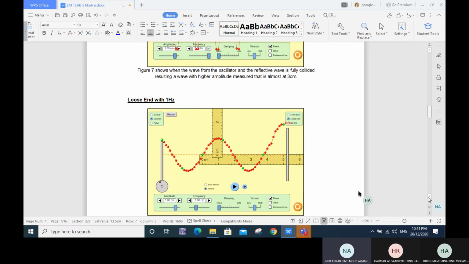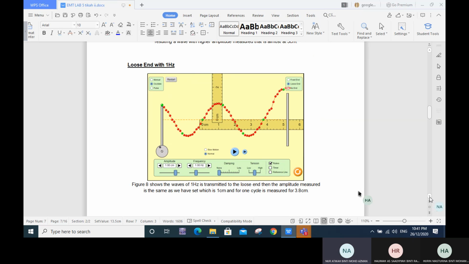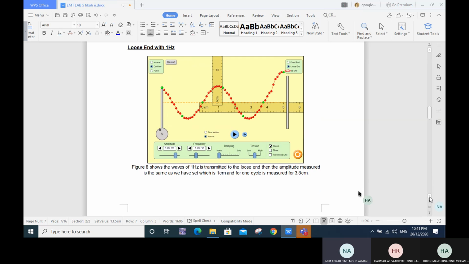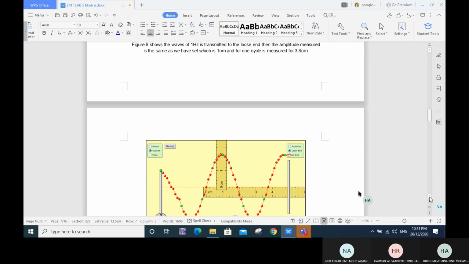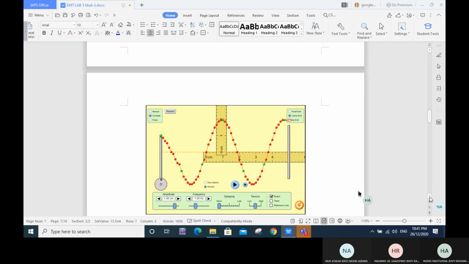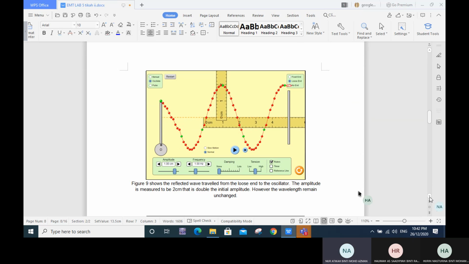As we start the simulation, the oscillator still produces a wave of 1 centimeter amplitude with 1 Hz frequency. The measured length for the one cycle is still the same, that is 3.8 centimeter, because we use the same frequency. In figure 9, here shows the amplitude also grows to double the original peak, that is until 2 centimeter.